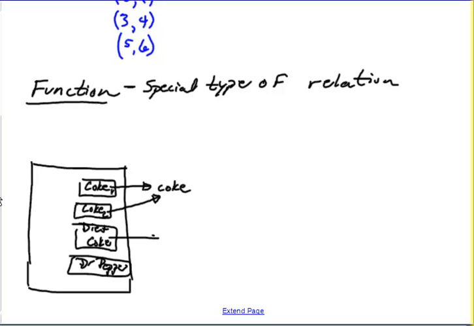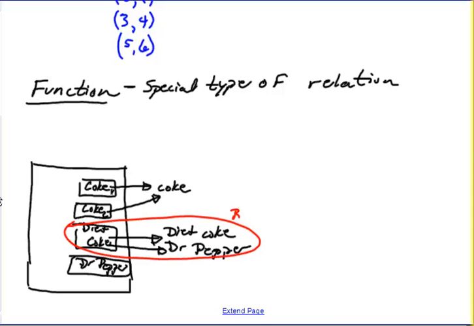If I push the Diet Coke button and I get a Diet Coke and a Dr. Pepper, so I push one button and I get 2 things. Is that okay? No way. Coke machine people are going to be mad they just lost some money. The machine's not working. This is bad. Broken machine.